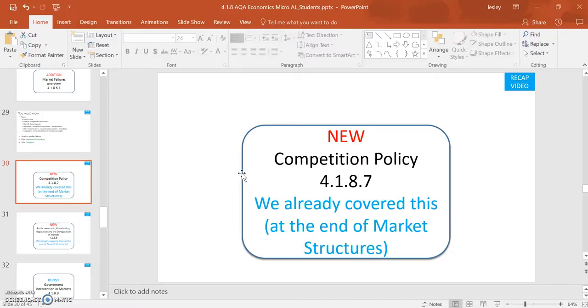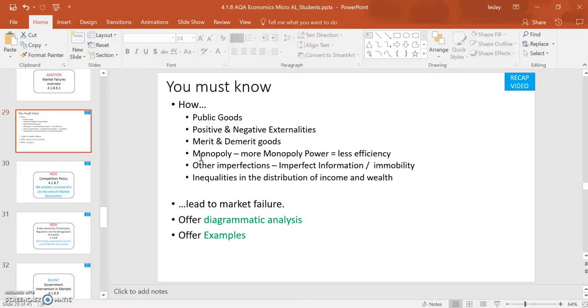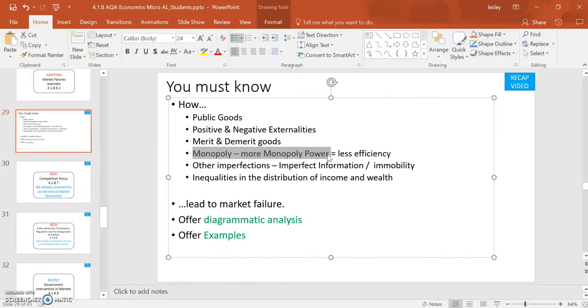4187 competition policy is entirely designed to combat the effects of monopoly and monopoly power. Now remember, a monopoly is a company that owns nearly 100% of the market. A pure monopoly would own 100%, but don't forget that oligopolies can exhibit monopoly power, depending on how much market share each oligopolistic firm owns. Monopoly power is just a way of saying how powerful the firm is, whereas monopoly is an actual market structure that you need to be aware of.